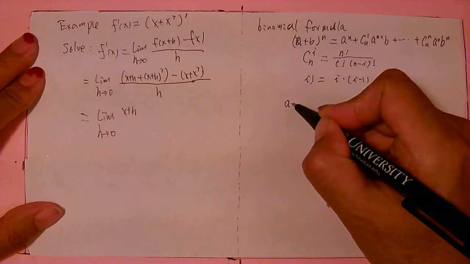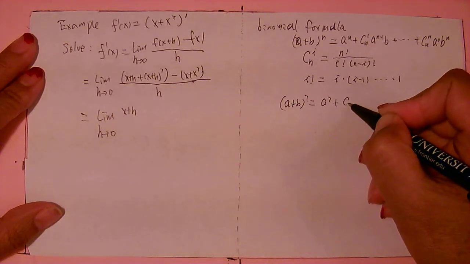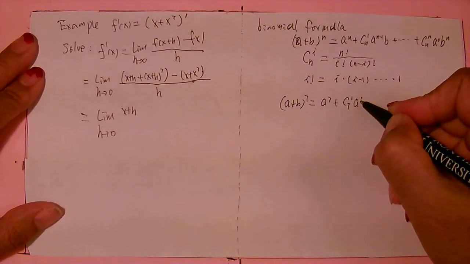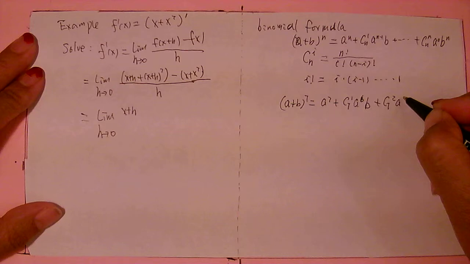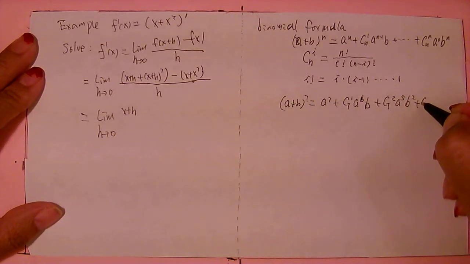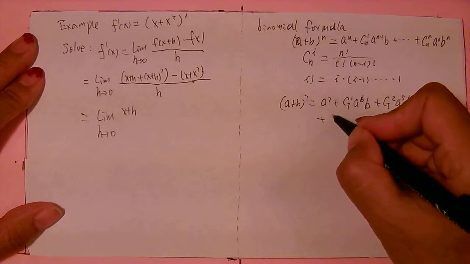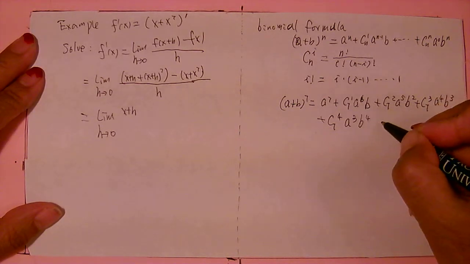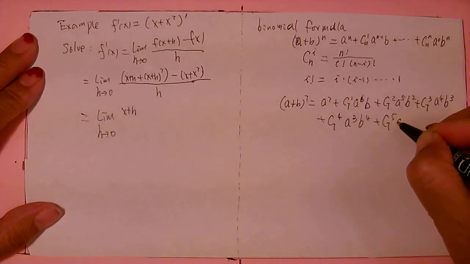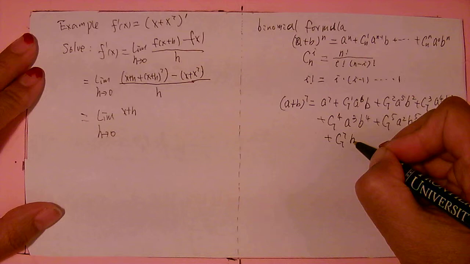Let's say what (a+b)^7 equals. That will be a^7 plus C(7,1) a^6 b plus C(7,2) a^5 b^2 plus C(7,3) a^4 b^3 plus C(7,4) a^3 b^4 plus C(7,5) a^2 b^5 plus C(7,6) a b^6 plus C(7,7) b^7.